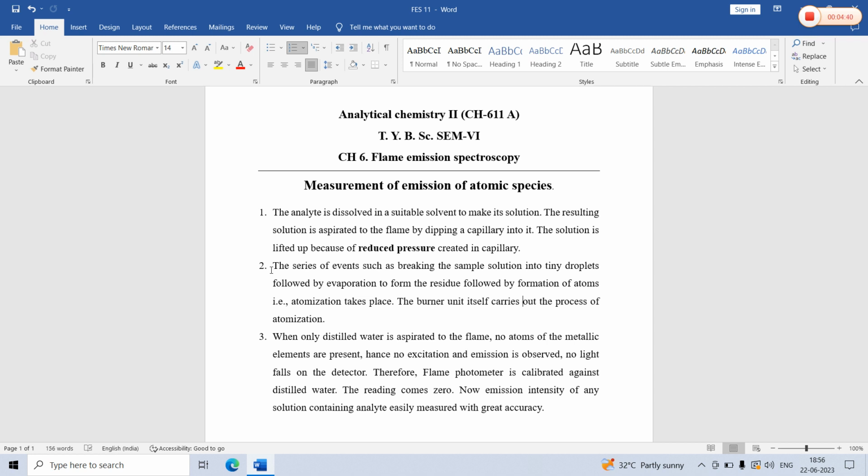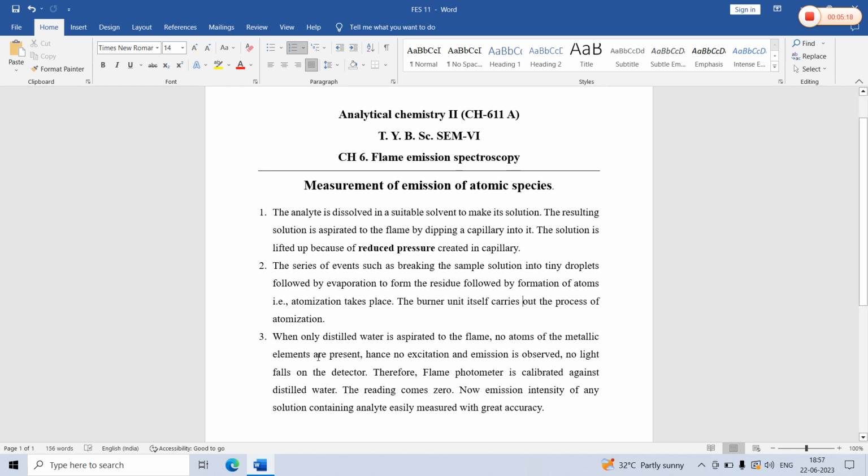So here the burner is used for the atomization process. Atomization is the formation of atoms, that is the formation of neutral atoms. Sometimes charged species, positive or negative, are also formed, but we basically consider neutral atoms here. These neutral atoms are excited, and these excited atoms are unstable and come back to the ground state, and finally the excited atoms emit radiation, and that emitted intensity is measured by the detector.